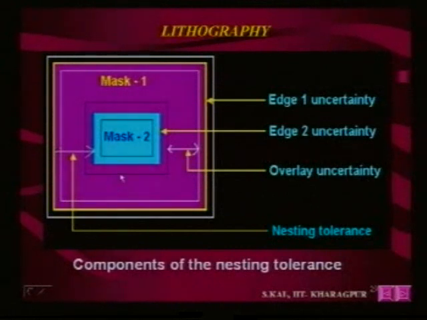And when you are designing, you are making a gap or a tolerance between mask one edge and mask two edge by this distance, and that distance is known as nesting tolerance, because you are nesting mask two inside mask one, and you are allowing a tolerance from this distance to this distance. That is known as the nesting tolerance. So obviously the nesting tolerance is dependent on the edge one uncertainty and the edge two uncertainty, and there are other parameters on which this nesting tolerance depends.